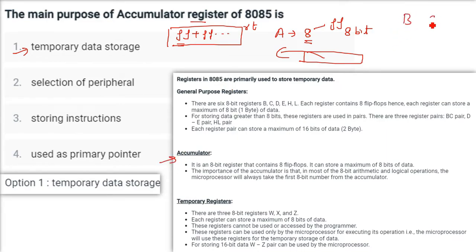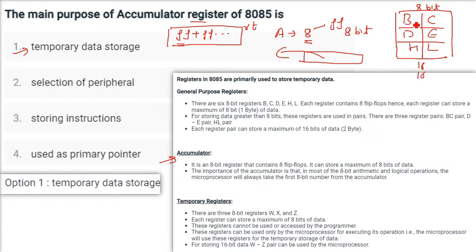Along with this, we also have general purpose registers. So B, C, D, E, H, L. These are six 8-bit registers. Each register contains 8 flip-flops. That is why it is an 8-bit register. Each register can store a maximum of 8 bits, that is 1 byte of data.